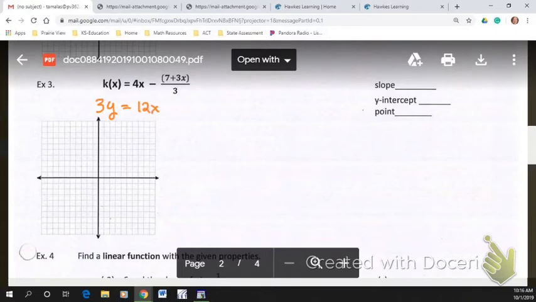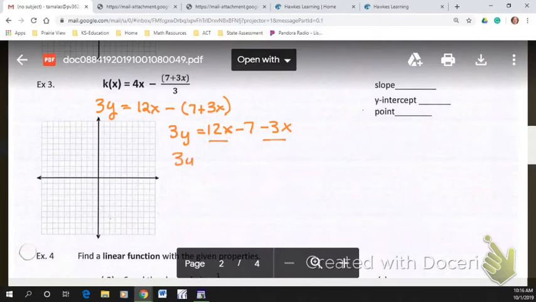12x and minus, and I'm going to keep that parentheses to make sure you understand you have to distribute the negative. Okay? And I don't even know if they'll put a parentheses up there. Hopefully they do, but if they don't, that negative goes with that whole fraction, so you've got to change the sign on the entire numerator. So 3y equals 12x minus 7 minus 3x. Does that make sense? Okay, so now what?